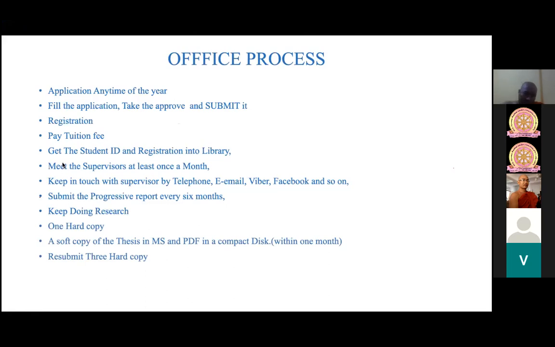Okay, to apply first, as you know, according to the office process, you fill in the application, take the approval and submit it. According to the rules of the Postgraduate Institute of Pali Buddhist University, PGIPBS, you must take the approval. It means you must take the signature of any lecturer. At that time you can choose your supervisor, whoever you want.